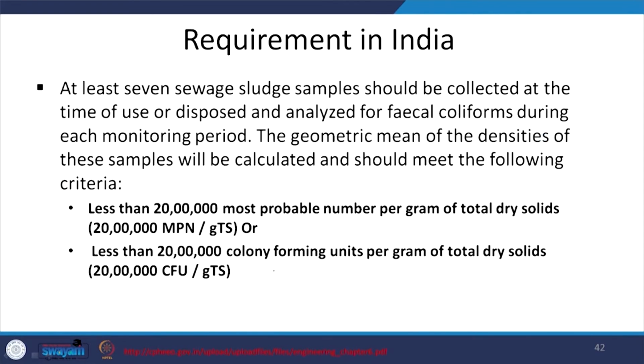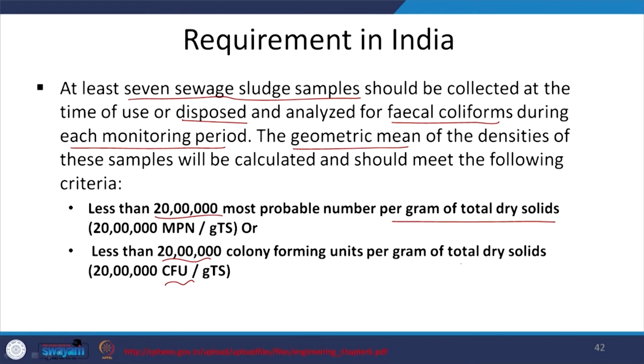Okay, requirement in India, let us see what is required. At least 7 sewage sludge samples should be collected at the time of use or disposal, and they are required to be analyzed for fecal coliform during each monitoring period. Then we get the geometric mean of the density of these samples, and what they should meet is less than 20 lakh most probable number per gram of total dry solids, or less than 20 lakh colony forming units per gram of total dry solids. In general, depending upon how well you are running it, typically that is going to be achieved.